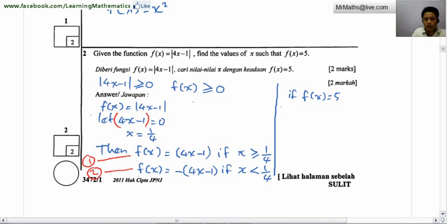Okay, so from 1, f(x) is equal to 5, then 4x minus 1 is equal to 5. Then that will make x equal to 6 over 4, which is 3 over 2. Right? And from 2, minus 4x minus 1 is equal to 5.